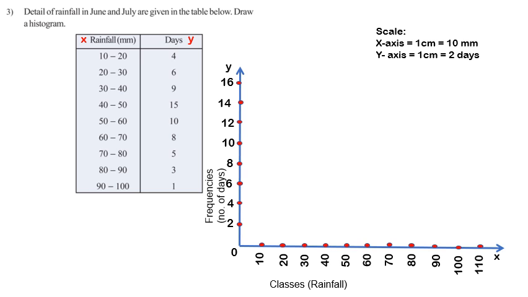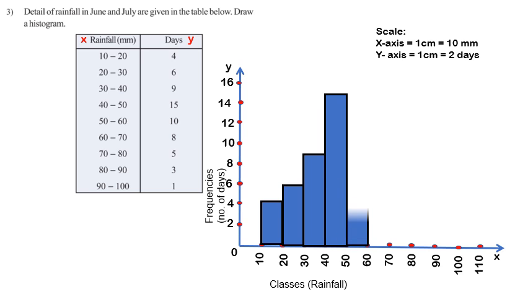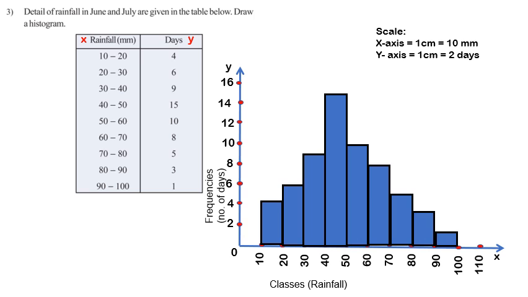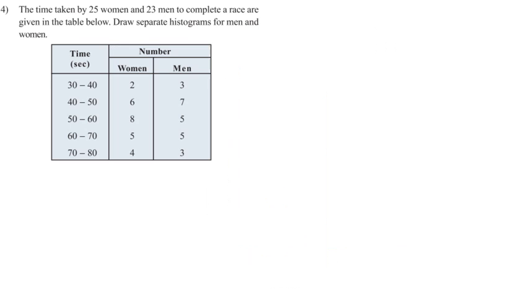Then construct a bar for each class. In class 10 to 20, the corresponding frequency is 4. So draw a rectangle of height 4 centimeters. Then draw rectangles of height 6 centimeters, 9 centimeters, 15 centimeters, 10 centimeters, 8 centimeters, 5 centimeters, 3 centimeters and 1 centimeter like this.